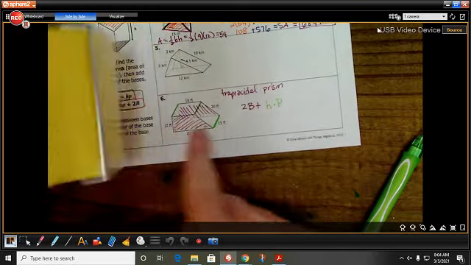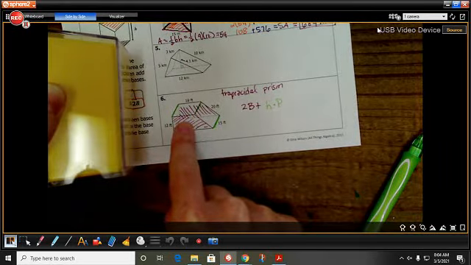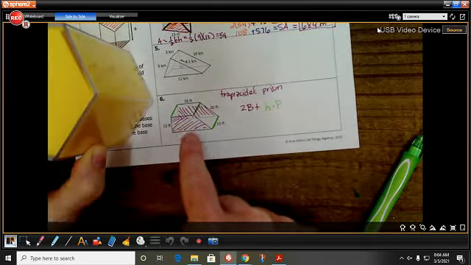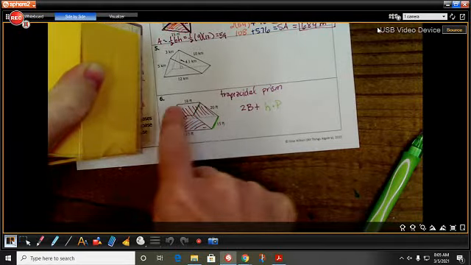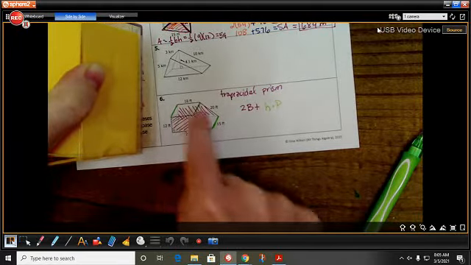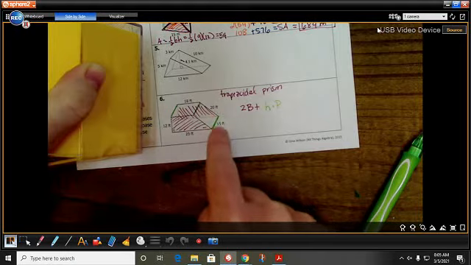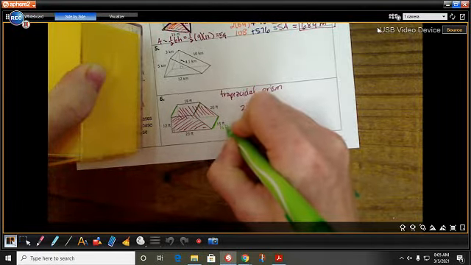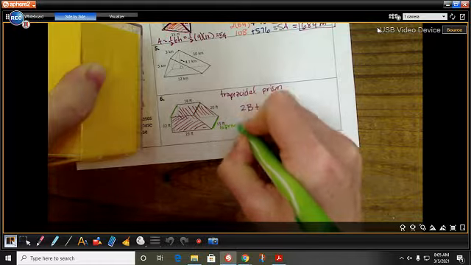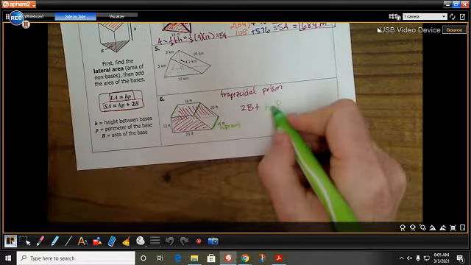And that's what's happened in this one. Instead of the trapezoid being on the bottom, these trapezoids are in front and back. So the height of your trapezoid is now running along this way. So that's your 15. That's your height of your prism. So we're going to just keep that in mind when we're doing this.